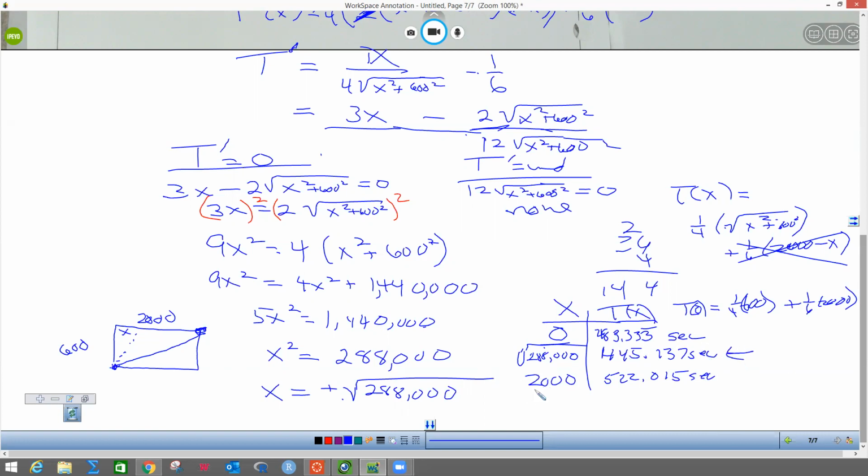So what we would say is the least amount of time would be if the person cut across the grass such that x was the square root of 288,000, which would make the total time 445.137 seconds. So that is a majorly difficult problem, but it is doable. And anybody else?